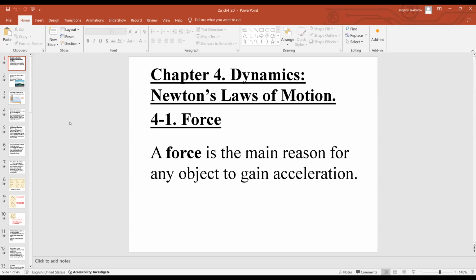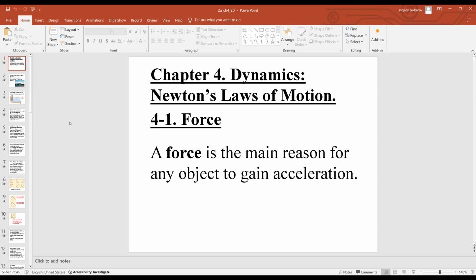It's not just mechanics that you see. Once you go to electricity and magnetism, guess what? Motion of electrons and protons is still governed by Newton's laws. So it's really important that you understand them and you're capable of solving problems based on Newton's laws.